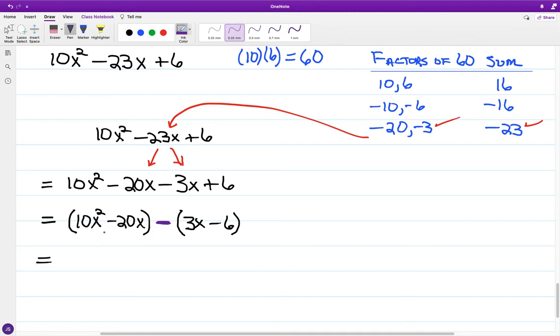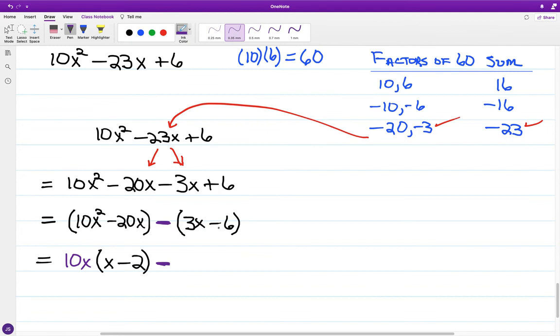Now, in drawing out the greatest common factors from each pairing, for 10x squared minus 20x, we'll have 10 for the number, and both of these are variable terms, so the greatest common factor is going to be 10x. 10x into 10x squared becomes x. 10x into negative 20x is going to be negative 2. And I want to bring down the subtraction.